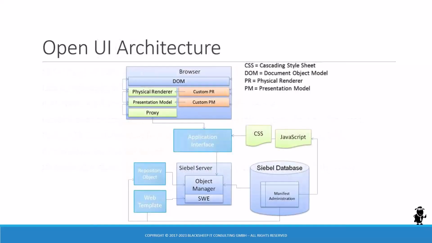So one step, and this is just a slide, I will not go into detail here. One step is understand the architecture of OpenUI. So here's the solution to the acronyms. PR is a physical renderer, PM is a presentation model.